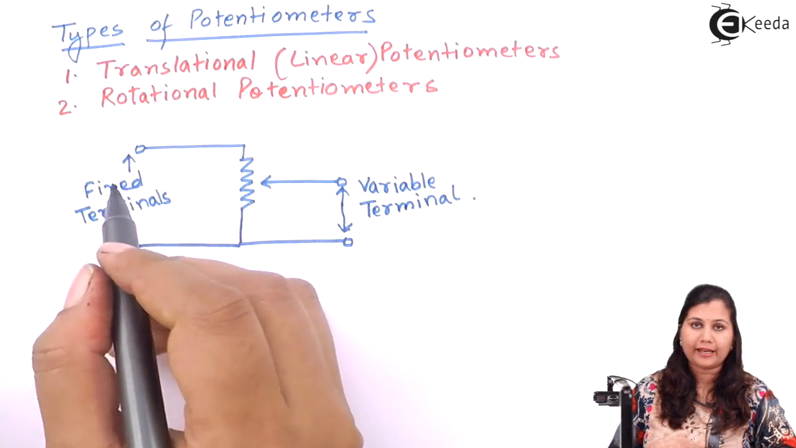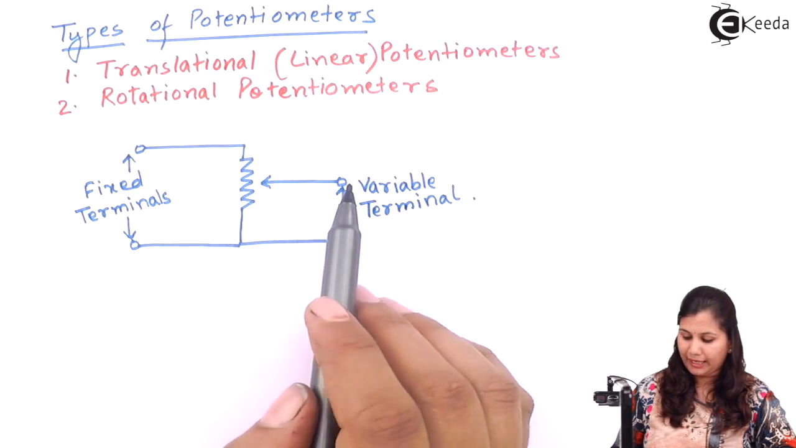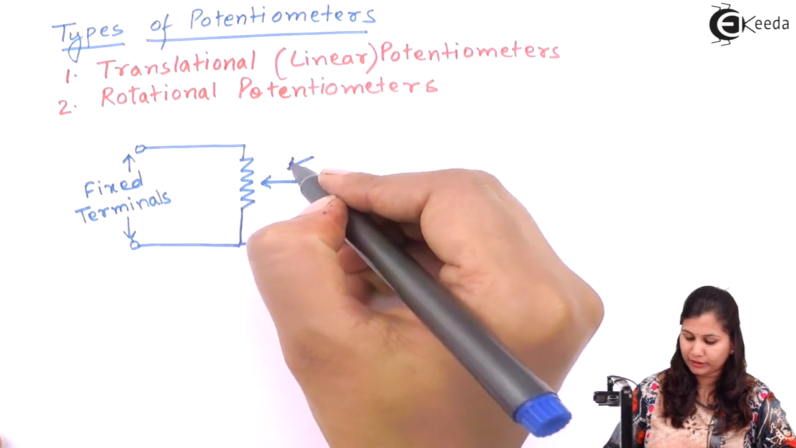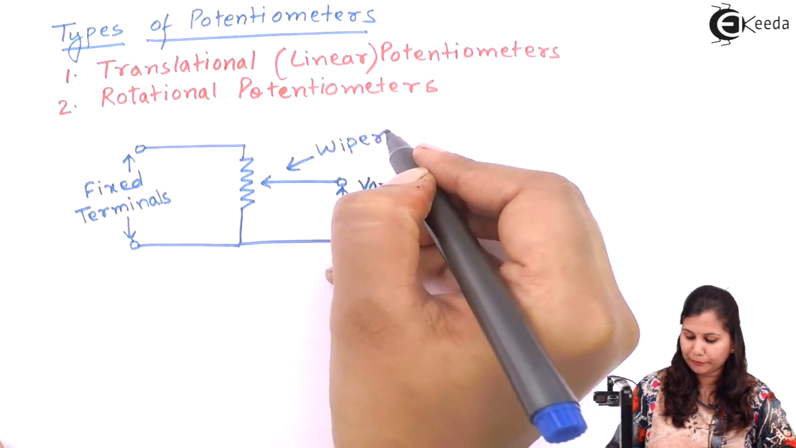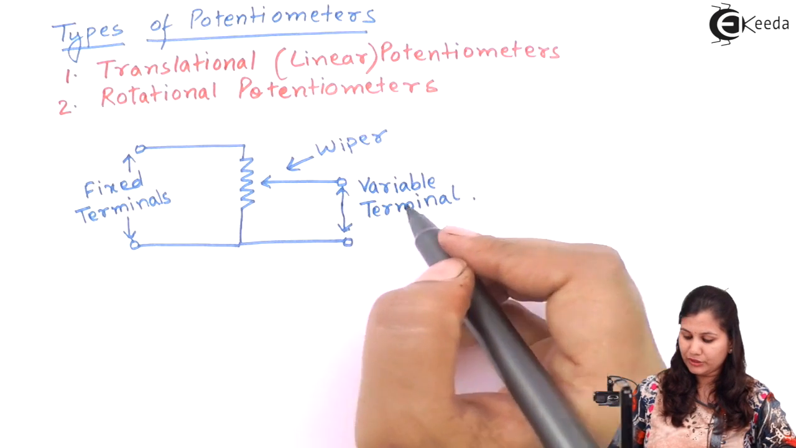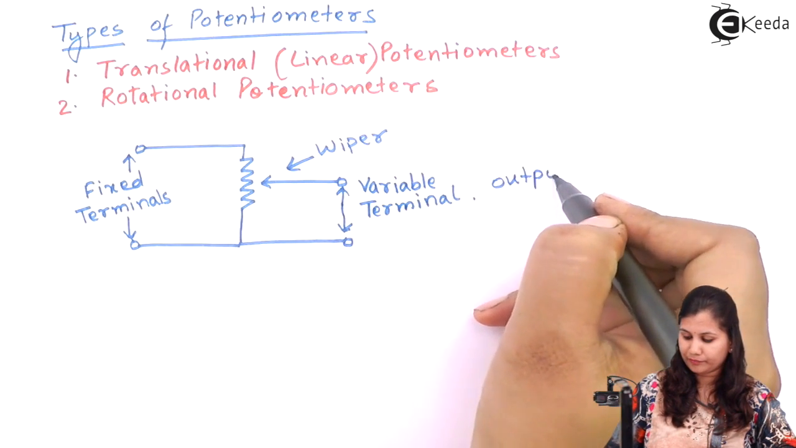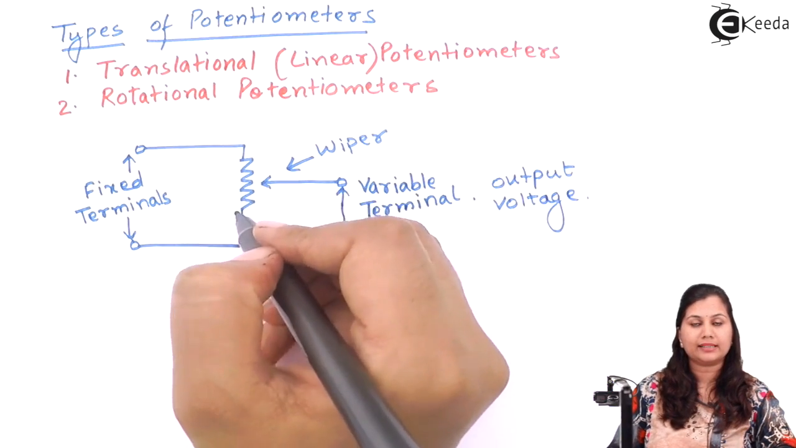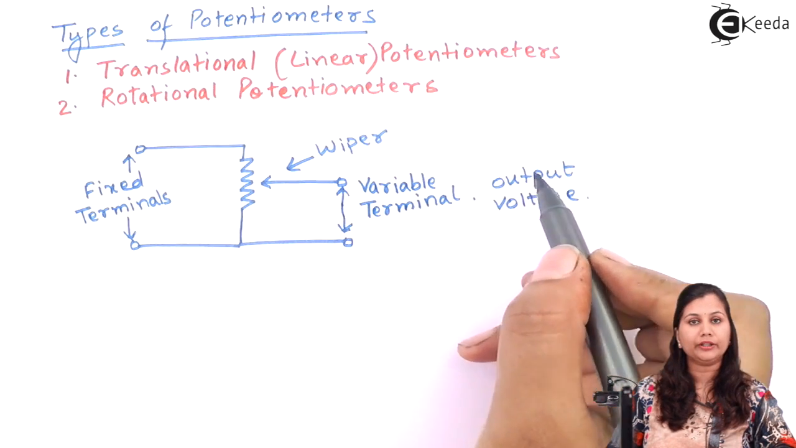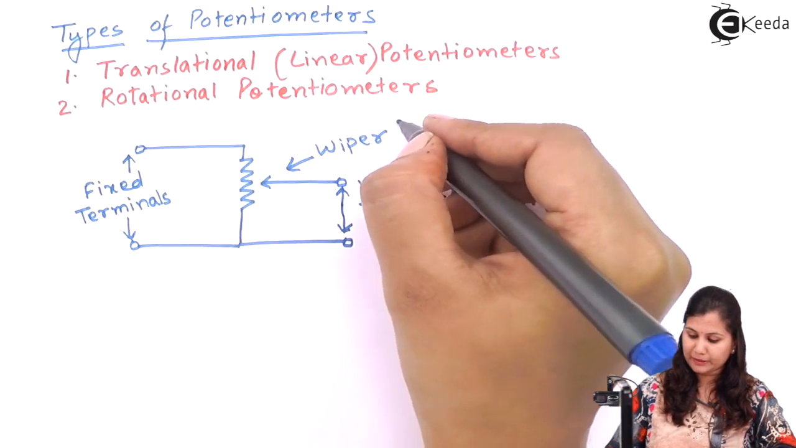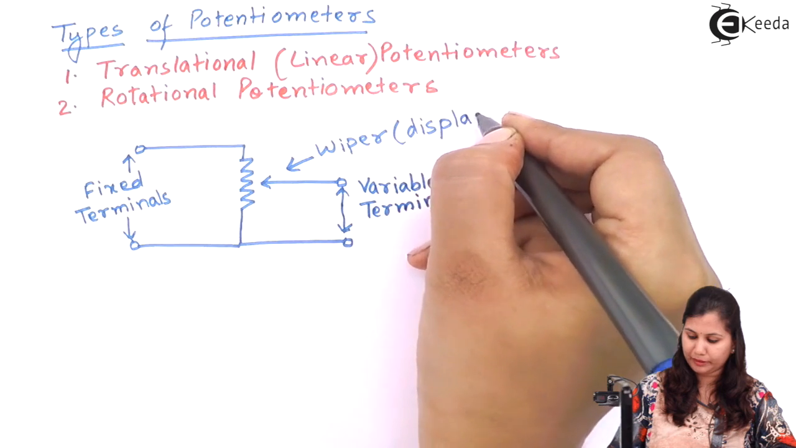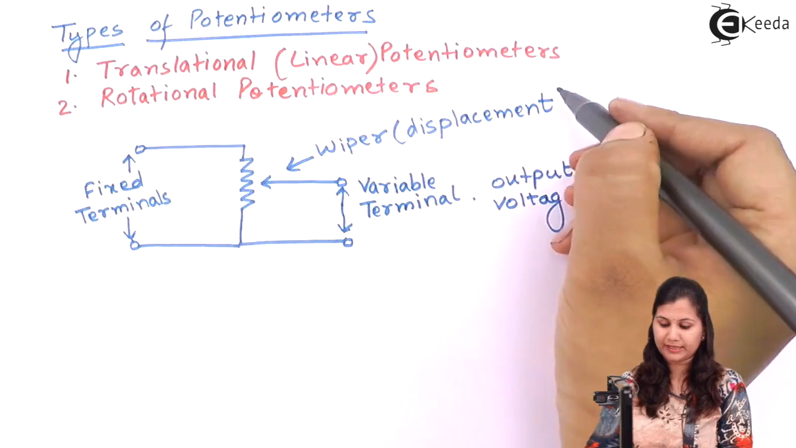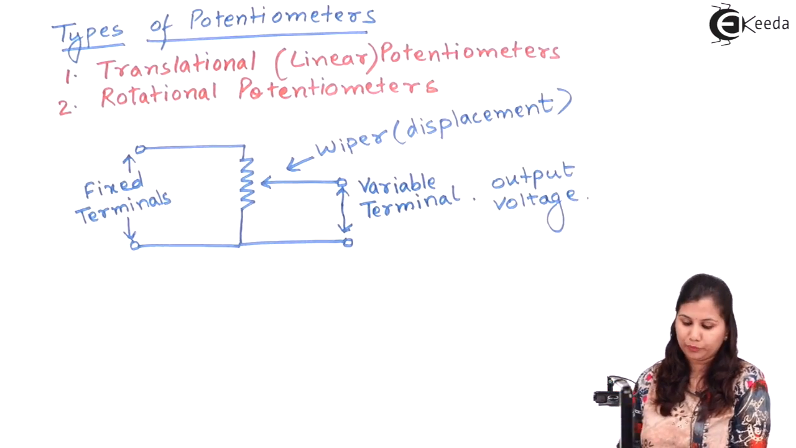At the fixed terminals, we will apply an input voltage, and the variable terminal will move on this resistance, and this is called the wiper. So this wiper moves on a resistance, due to which we will get an output voltage. The displacement, due to the movement of this wiper, is the input, and it is converted into the output voltage. So basically the potentiometer is converting the displacement into the output voltage.